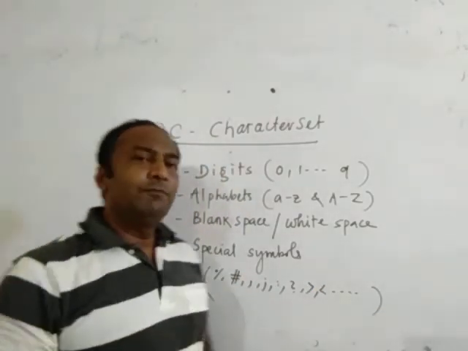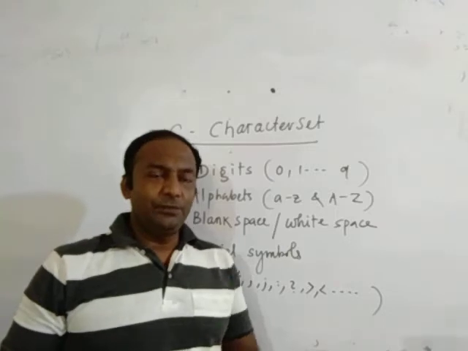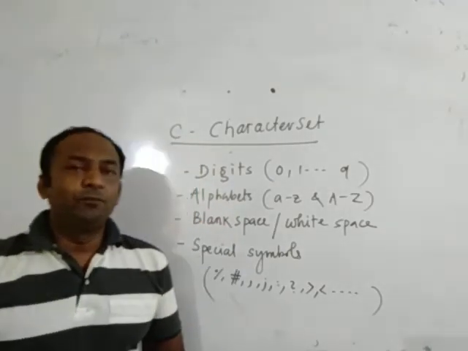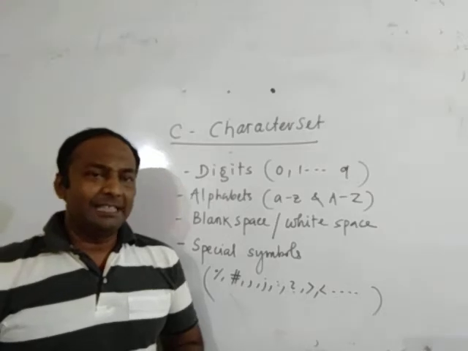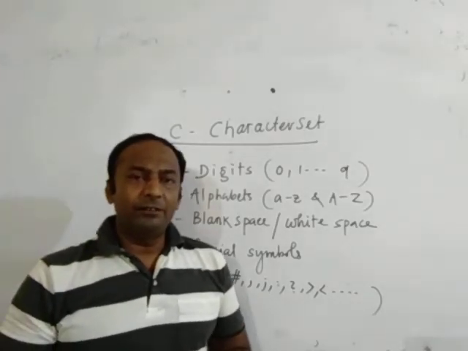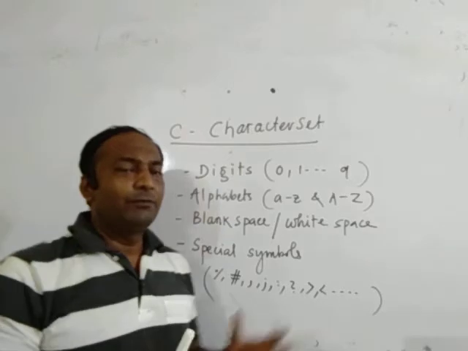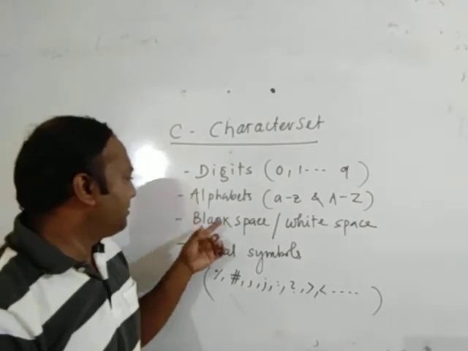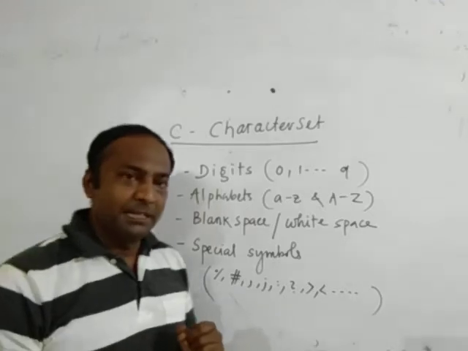So mainly there are four types of character sets which are used in the programming language, and using those character sets we create the words or the sentences or the syntax or anything else, like a variable name or identifier or any name, along with the combination of those characters. And the characters may be alphabets, digits, blank space, or special symbols.